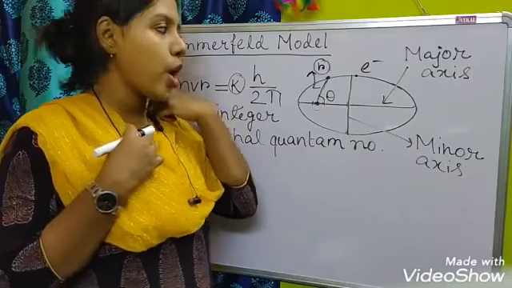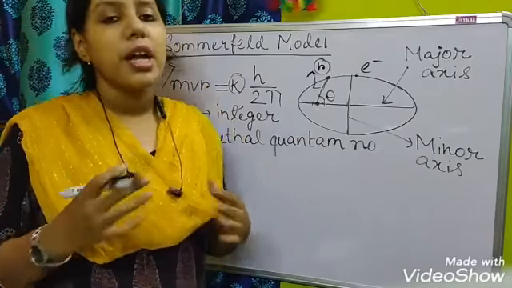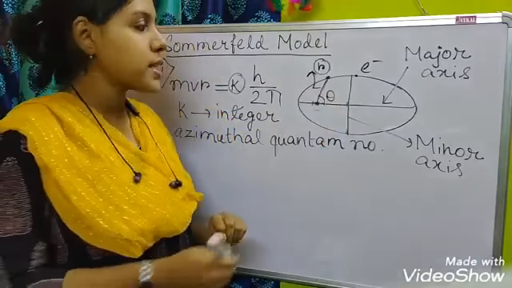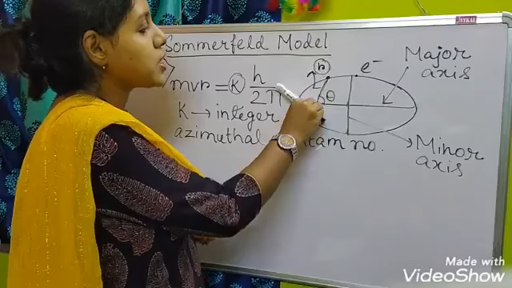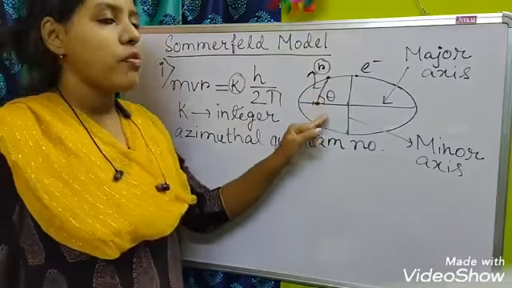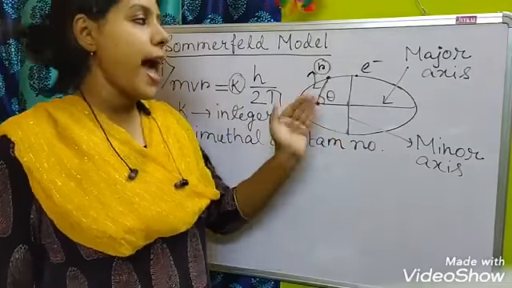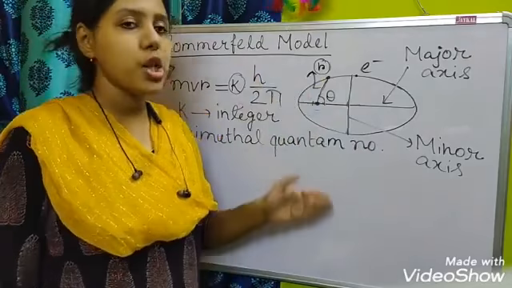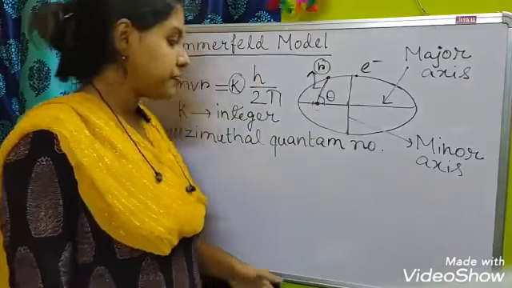In a circular orbit, only the angle of revolution changes, only the value of theta changes, as the electron is rotating. But in an elliptical orbit, the value of theta is changing as well as the radial distance.